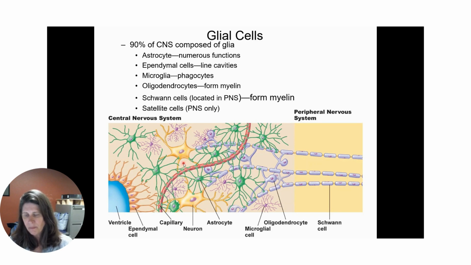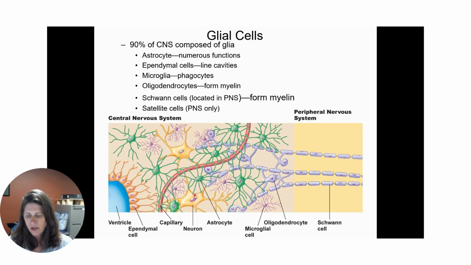So again, in the CNS, we have astrocytes, and that's depicted by these green ones here. They're named because they kind of look like a star. Early anatomists thought they looked like a star. Astro means star. These are the most abundant glial cells, and they're mainly the glue of the CNS. They really hold neurons together.